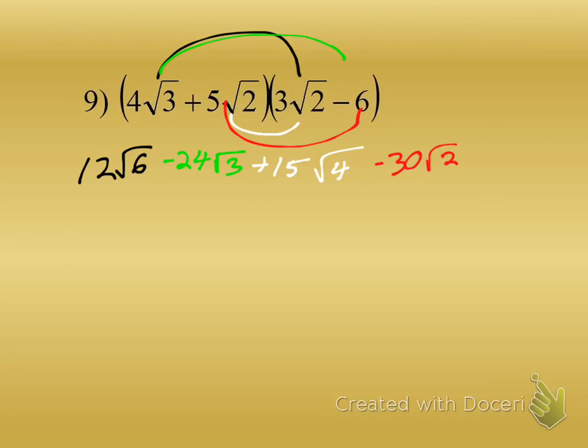Which square root up there can we simplify? 4. Garcia? The 4, right? What's square root of 4? 2, right? Square root of 4 is 2. So if this is going to become 2 here, what's 2 times 15? 30. So the white is going to change to 30. But I'm going to write it all in black now. Okay, so 12 square root of 6 minus 24 square root of 3 plus 30 minus 30 square root of 2.